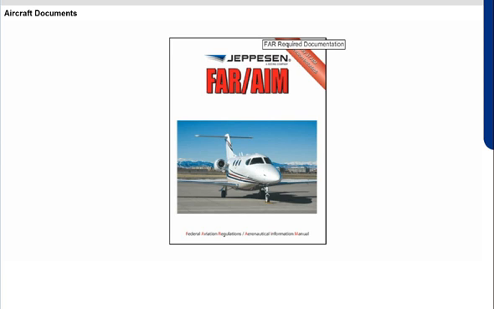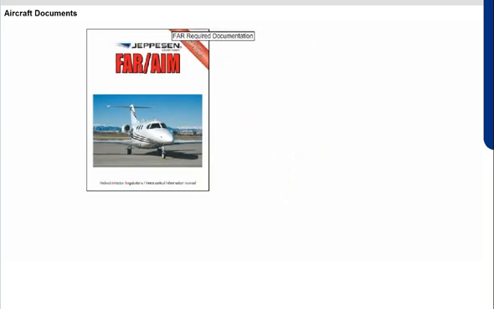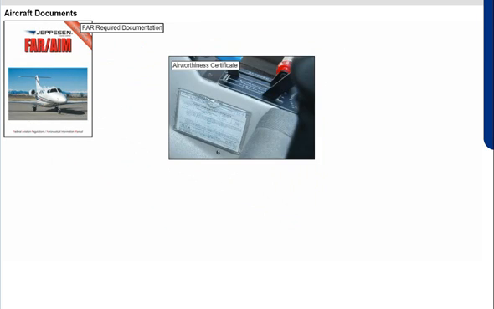The Federal Aviation Regulations, or FARs, require that aircraft always have specific documents on board during aircraft operation. The first document is the Airworthiness Certificate. This certificate establishes that an FAA inspector has determined that the airplane met design standards at the time of its manufacture. It must be displayed at the cabin or cockpit entrance so that passengers and crew can read it.